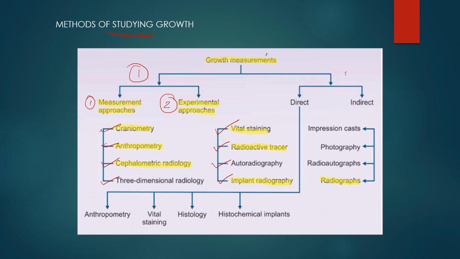The next method of classification of growth measurements is direct and indirect. In the direct method, we are taking measurements directly from the organism. It includes anthropometry, vital staining, histology, and histochemical implants. In the indirect method, we are using impression casts, photography, and radiographs for measurement of growth. The highlighted methods are the ones we have to study.